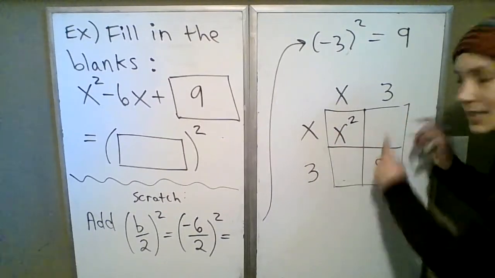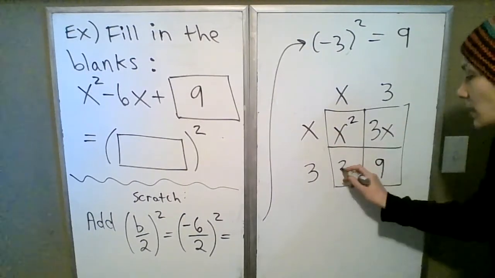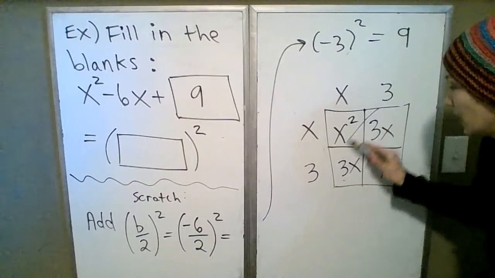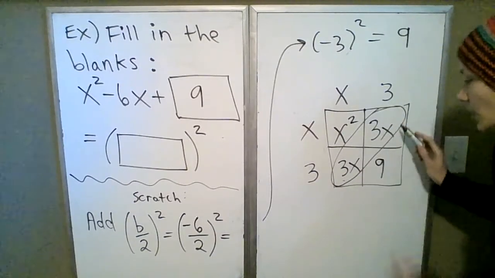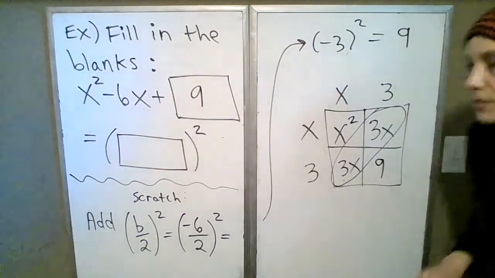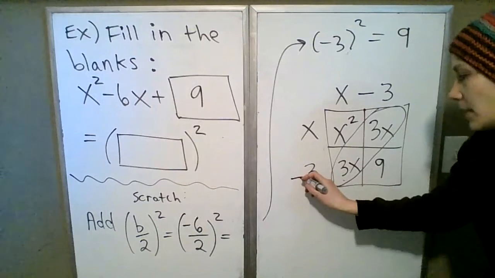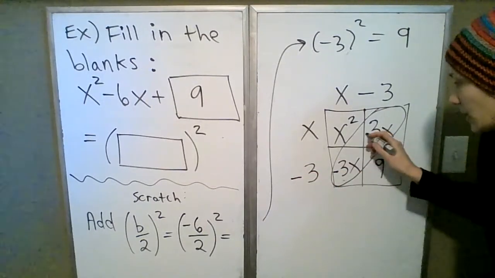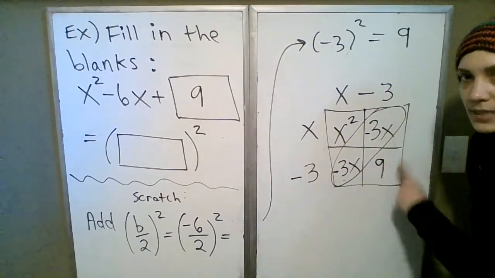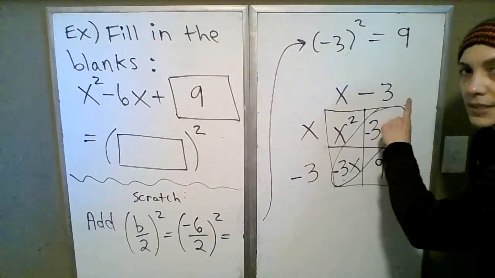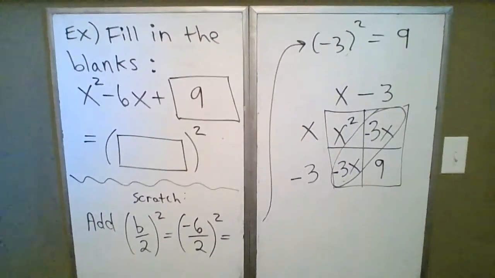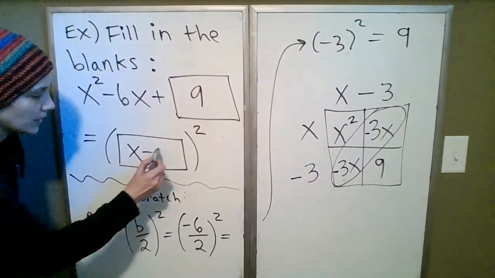This multiplies to 3x here. And we would add these terms together, which would be 6x. But I'm trying to find a negative 6x. So if this is negative 3 and this is negative 3, it gives me negative 6. Or x squared minus 6x plus 9 equals x minus 3 times x minus 3. x minus 3 squared.